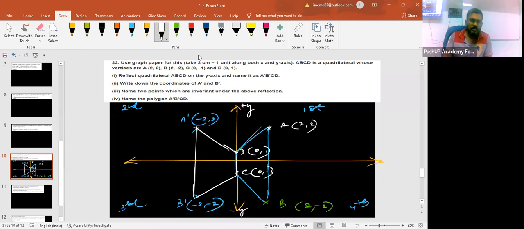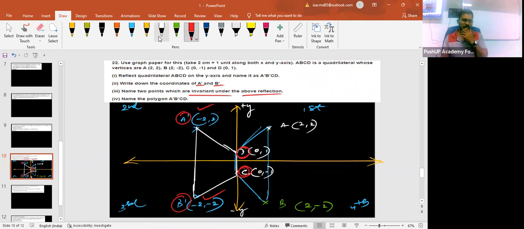Then writing the coordinates of A dash and B dash. That also you have done: minus 2, 2 and minus 2, minus 2, right? Name 2 points which are invariant under the above reflection. I think it is point C and point D. Name the polygon A dash, B dash, C, D. Children, A dash, B dash, C, D. I think it is a quadrilateral. Sorry, it's a trapezium, isn't it?